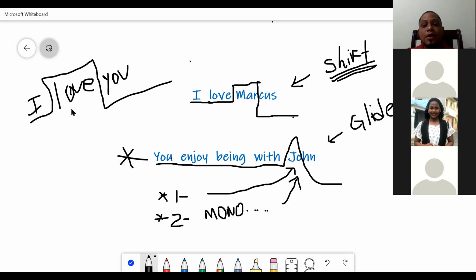So that means that you are free to give the high tone to love and give the low tone to you, right? But in this case, you cannot do that because the last word in the sentence is the last content word. That's the point. Here is different because the last word is the last content word, but it has more than one syllable, which means that you can give the high tone to the first syllable and the low tone to the following ones.